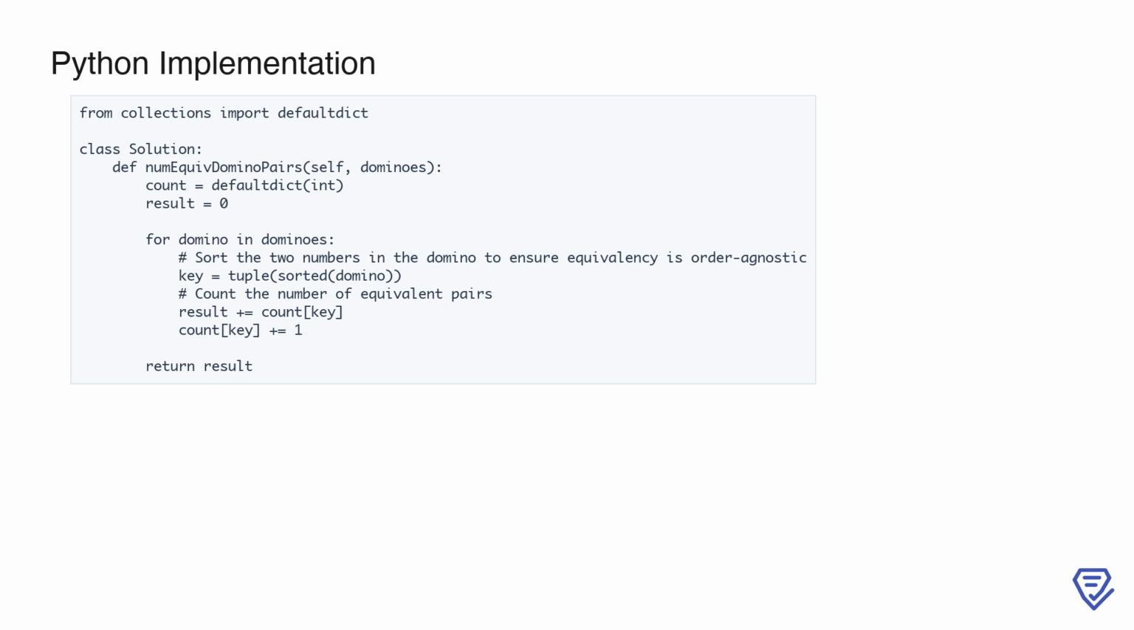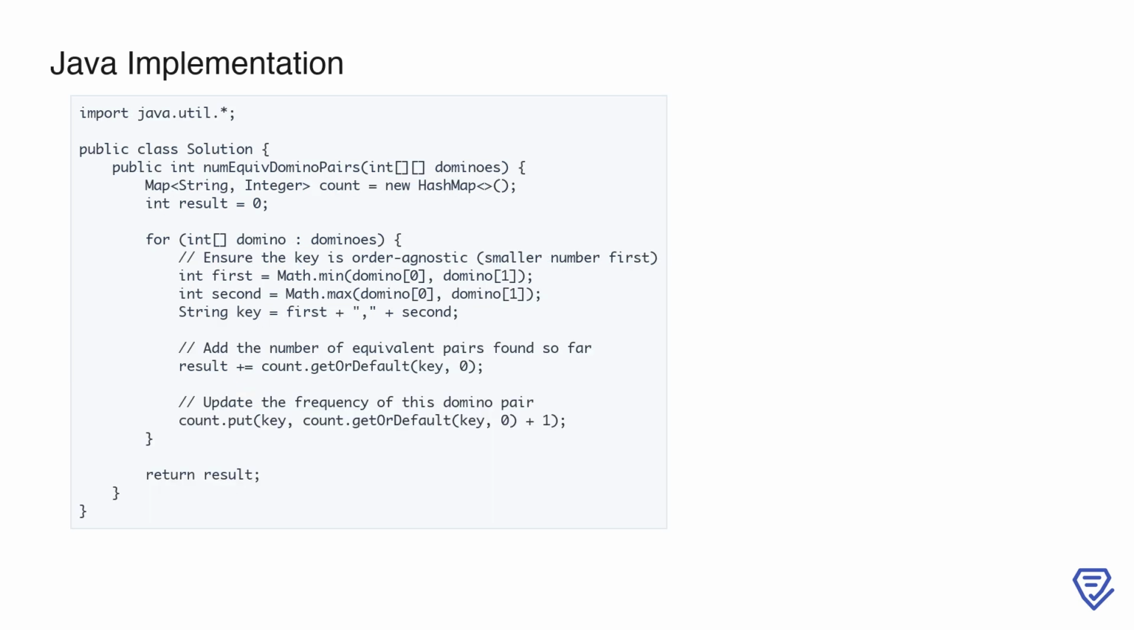Time and space complexity. Time complexity: the solution processes each domino exactly once, and the operations for sorting and dictionary lookups are O(1). Thus, the overall complexity is O(n), where n is the number of dominoes. Space complexity: we use a dictionary to store unique domino configurations, resulting in O(k) space, where k is the number of unique keys. This solution is efficient and concise, leveraging hashing and sorting to solve the problem in an optimal manner.